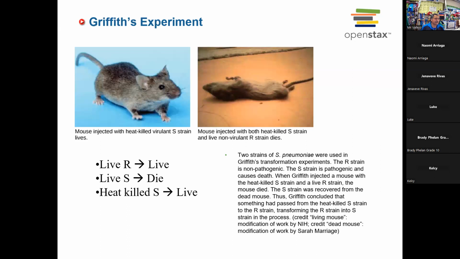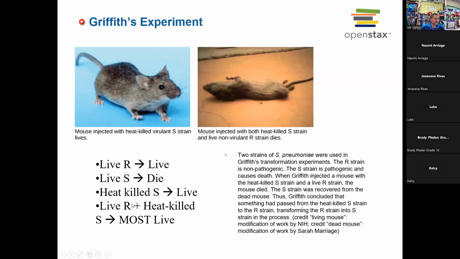Well, before that, what we can do is take the bacteria that cause the disease, the S strain, and we kill it with heat, and then inject that into the mouse. Well, the mice still live. And that makes sense also. Even though the S strain causes the disease, they have been killed. And so since they're dead, they shouldn't cause the disease and these mice live.